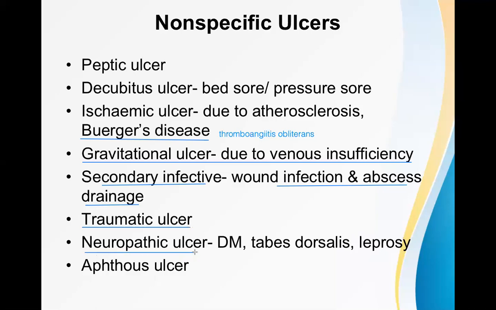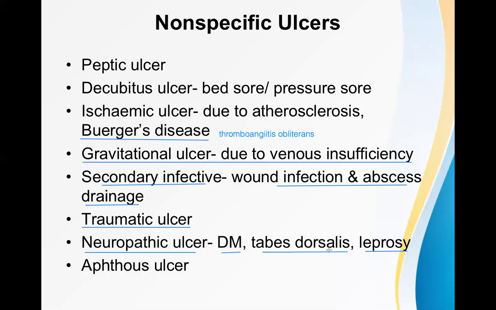Neuropathic ulcer as a result of damage to the nerve. Another term is called trophic ulcer. Trophic is a big term, okay? Trophic ulcer has different types, like ischemic ulcer is also a type of trophic ulcer, and neuropathic ulcer is also a trophic ulcer. So, diabetes mellitus, tabes dorsalis, and leprosy. These are the three important conditions which are highlighted here. But there are so many others.